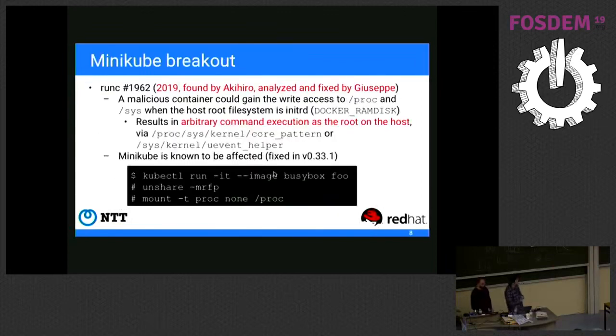And also, just a couple of weeks ago, we found and analyzed a serious Minikube breakout issue. On Minikube, a malicious container could gain write access to procfs and sysfs because on Minikube, the host root file system is initrd. So you can gain write access with the unshare command and mount commands. And you can execute any command as root on the host via /proc/sys/kernel/core_pattern or /sys/kernel/uevent_helper.